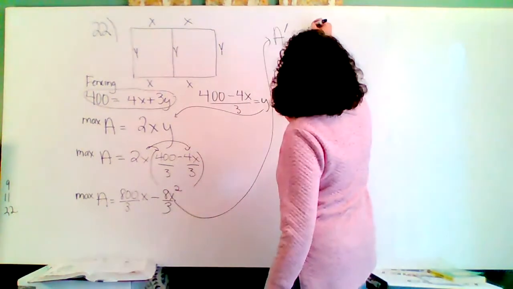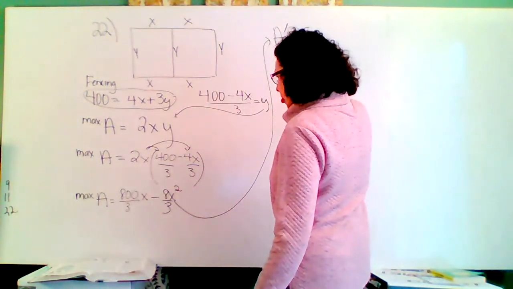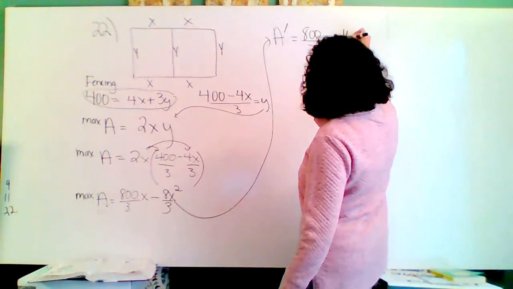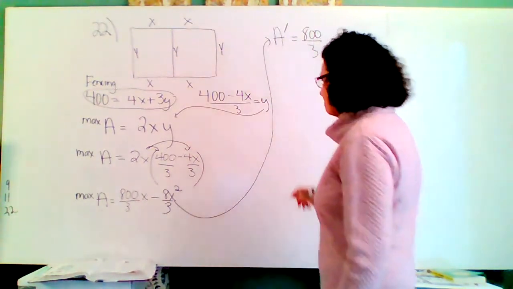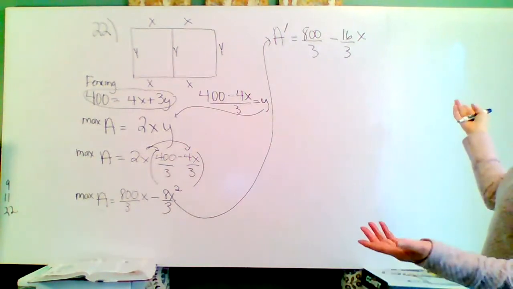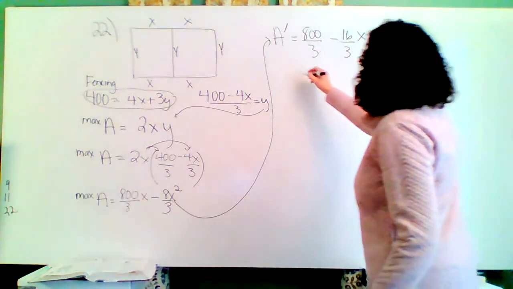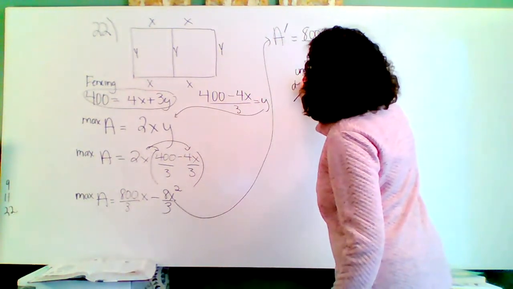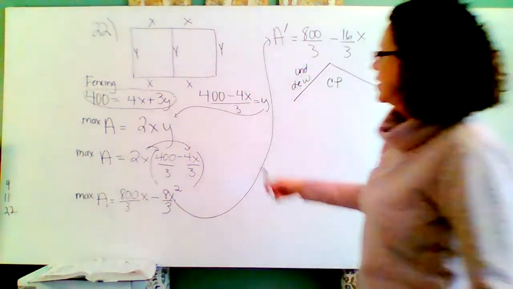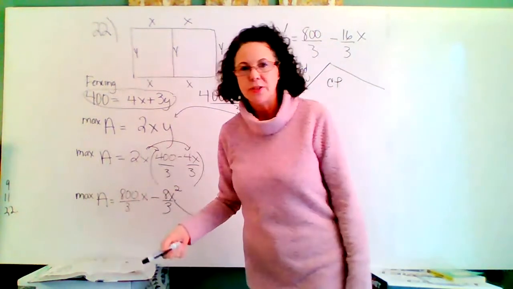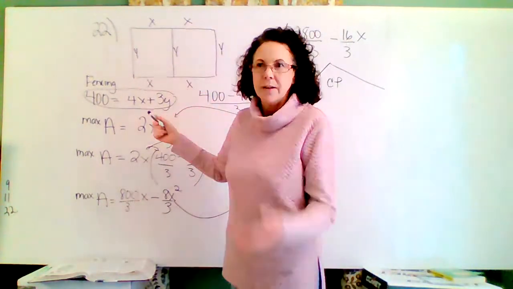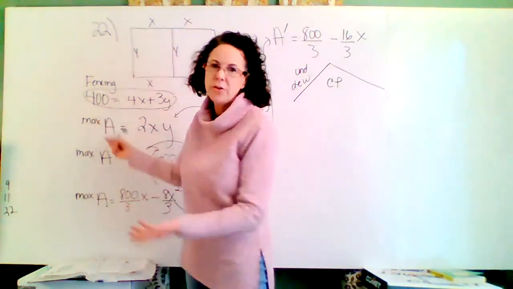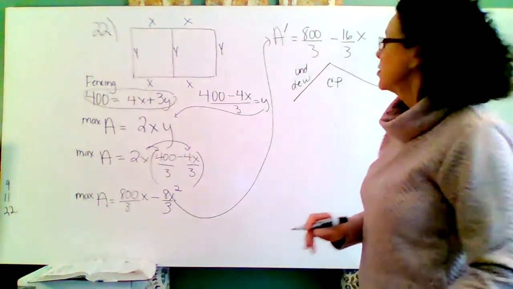Okay, let's take the derivative. This would be 800 thirds minus, when I bring the 16 out front and multiply it, 16 thirds X. I'm just checking to make sure I did okay. All right, so critical points, undefined: this is defined everywhere. Again, though, let's please remember that for this fencing, the domain of X is actually restricted. The most it could be is like 100. You just used all your fencing, right?